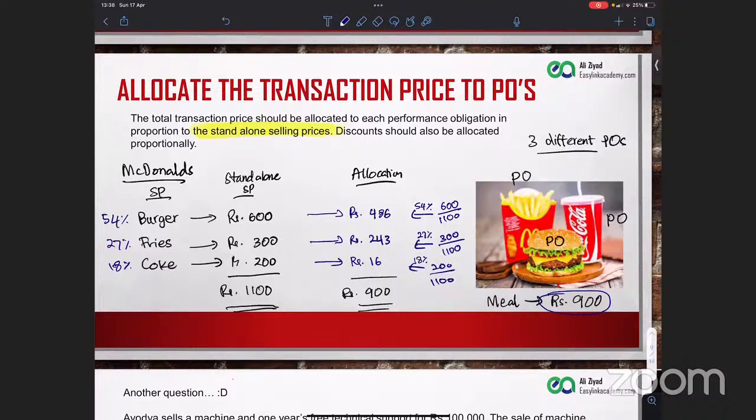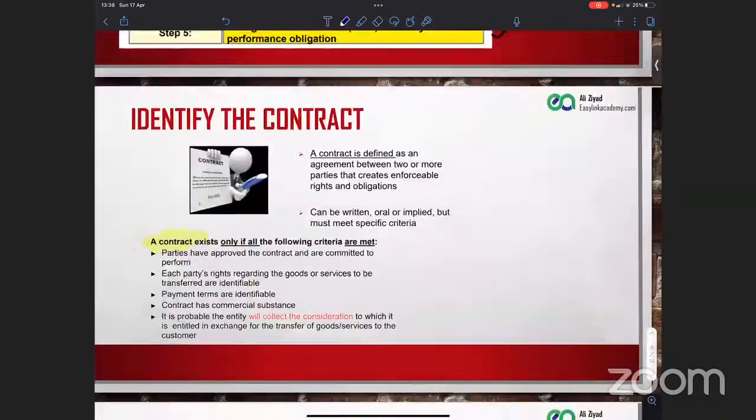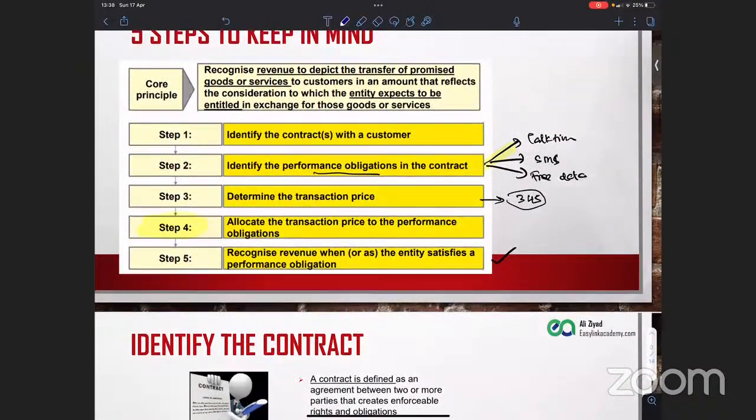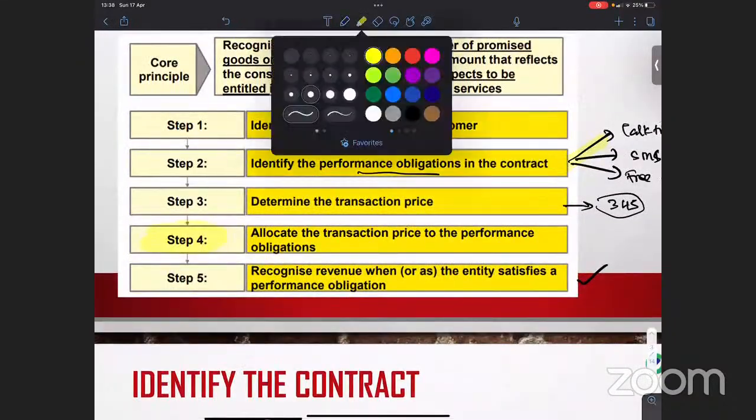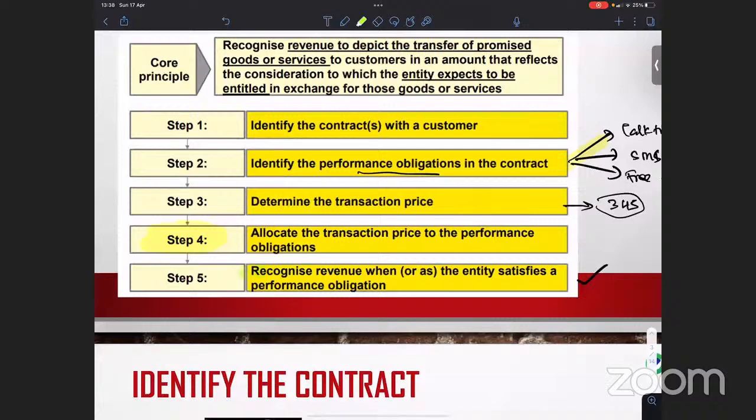So, guys, this is the fourth step. What is the fifth step then? Final step. What is the final step, guys? Fourth step is to allocate. Final step is to recognize revenue when the entity satisfies the performance obligation.